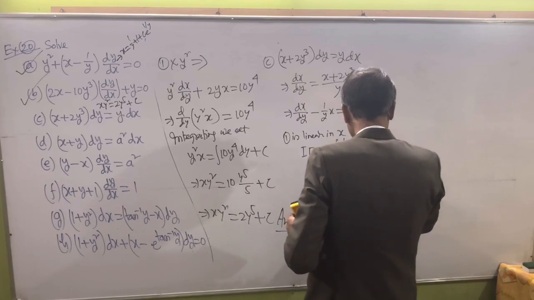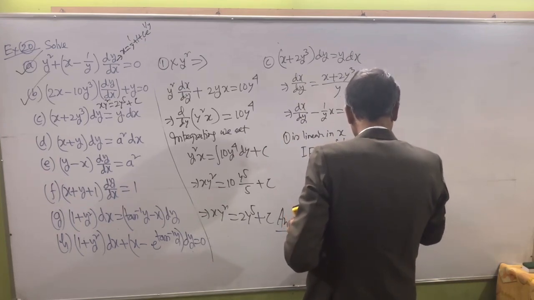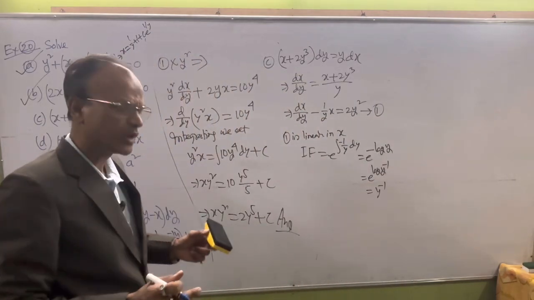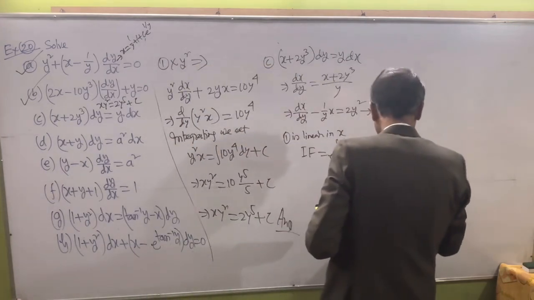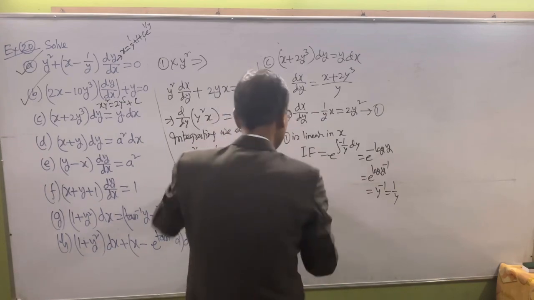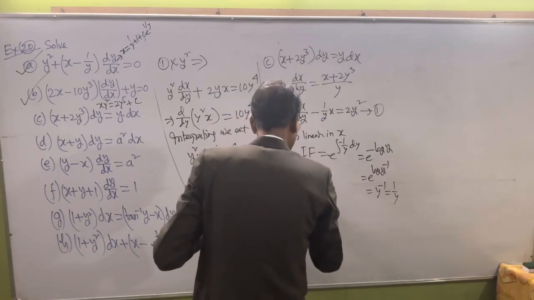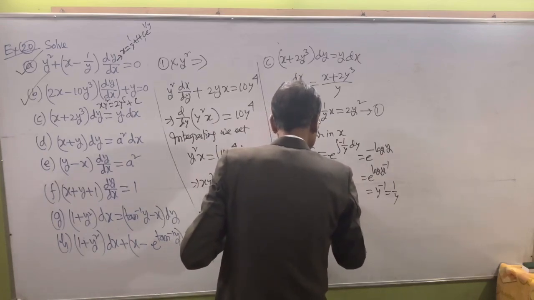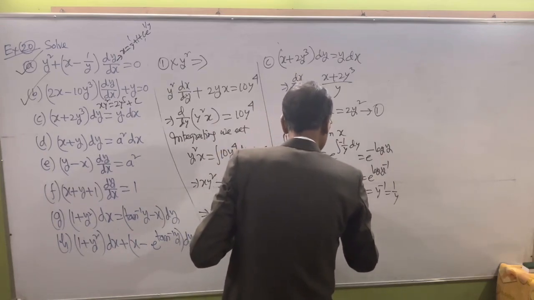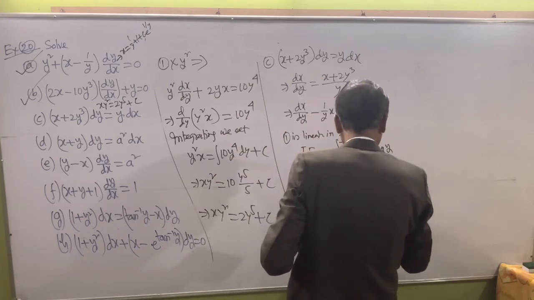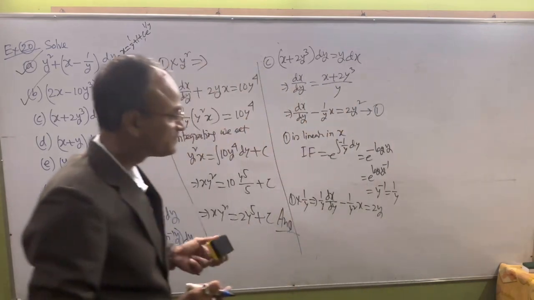This is equal to e to the power minus log y, e to the power log y to the power minus 1, equal to y to the power minus 1, which means 1 by y. Now multiply by 1 by y, then you will get 1 by y dx by dy minus 1 by y square x. This is equal to twice y.